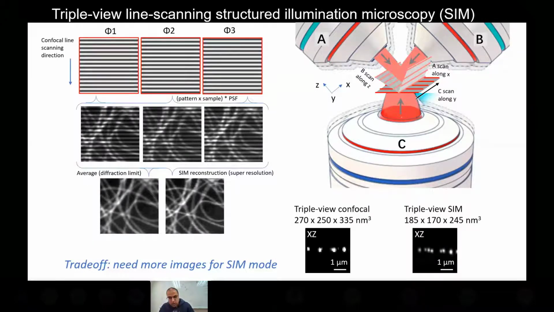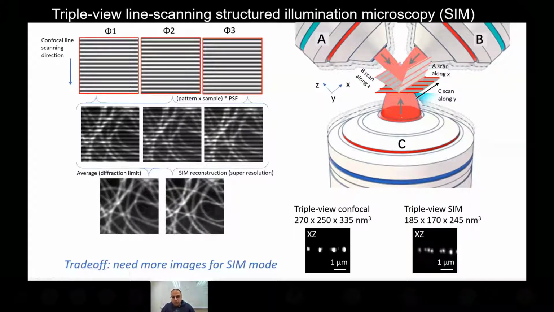The trade-off, of course, is that you need more images for the structured illumination mode. You need between 9 to 15 times more images, but we can use deep learning to circumvent this. So we train neural networks to go from the confocal to the structured illumination microscopy mode.